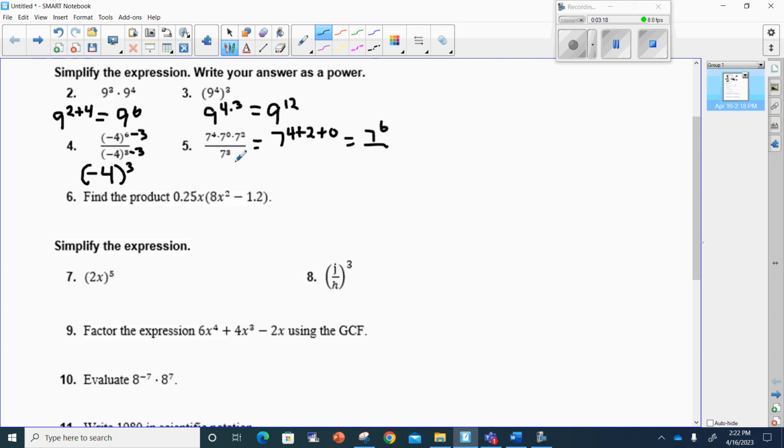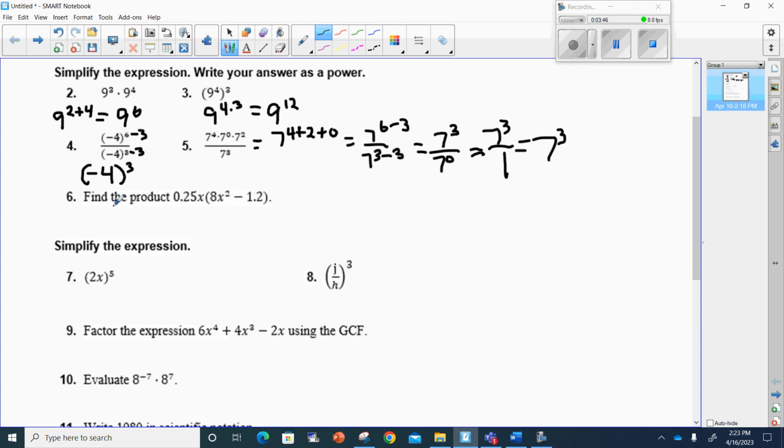And on the bottom, we have 7 to the third power. And now this looks really familiar, kind of like over here, right? We're going to minus 3 from this side because it's smaller, which means I minus 3 from this side. And this is going to give me 7 to the third power over 7 to the 0 power. And anything to the 0 power is 1. And anything over 1 is itself.